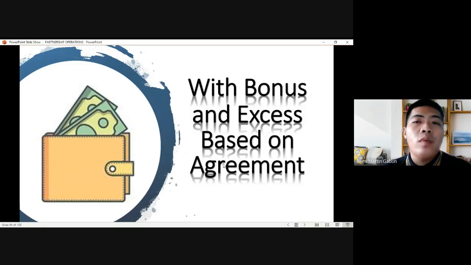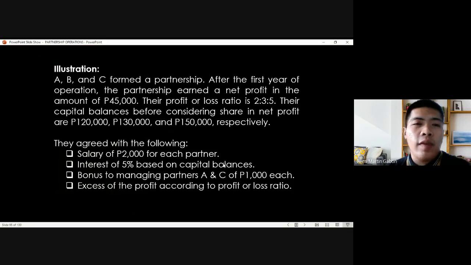Then last, we have with bonus. So aside from salaries daw and interest, we can have distribution of the bonus. Then the excess based on the agreement. Okay, the same pa rin, 45,000 net profit, 2 is to 3 is to 5. But this time, aside from salary and interest, may bonus daw to managing partner A and C of 1,000 each. So may bonus daw kay A and C. So meaning yung nagma-manage lang ng partnership is A and C, hindi si B. Okay? Then the excess profit according to profit or loss ratio.